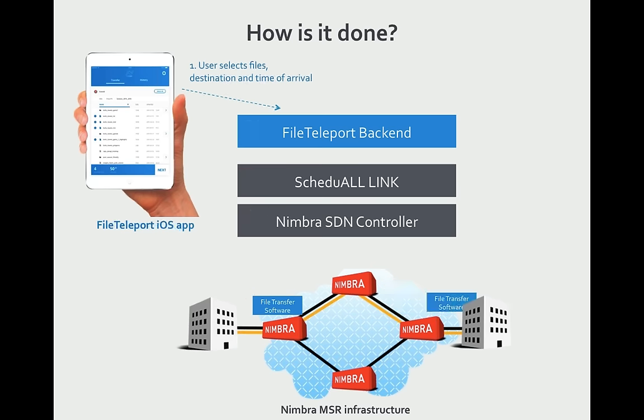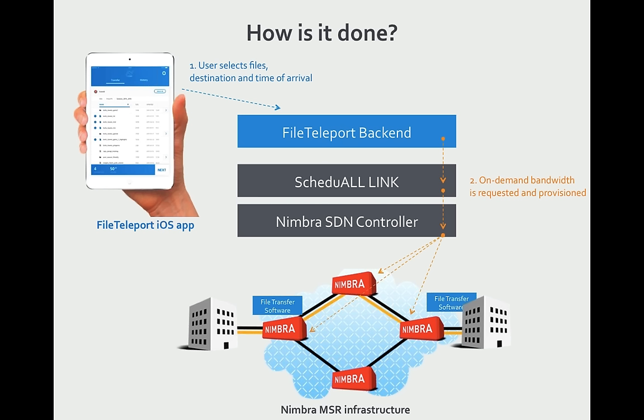So the steps that we saw before was, first of all, the user selects files, destination, and time of arrival in the application. That information is then passed on down to the FileTeleport backend. The backend receives that information and looks at it and communicates with Schedule to request on-demand bandwidth. So if I, as a user, said I want this file to be there in 5 minutes, the backend is going to request a lot of bandwidth from the network and from Schedule Link. If it's a less urgent transfer, a best effort transfer, the backend, of course, will request less bandwidth. So the backend takes the information from the user, translates that into networking information so that the user doesn't need to know and care about networking.